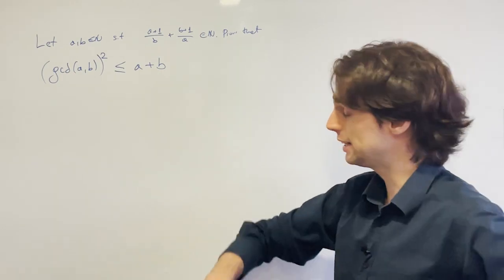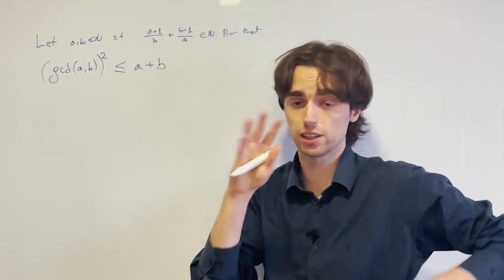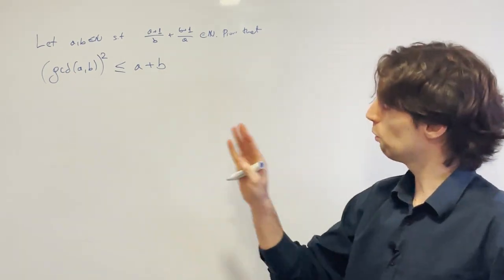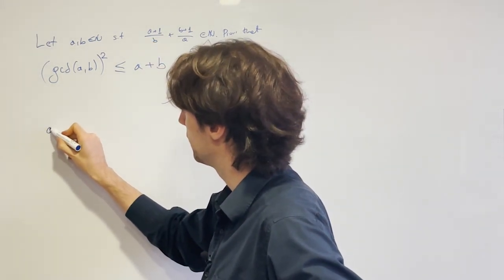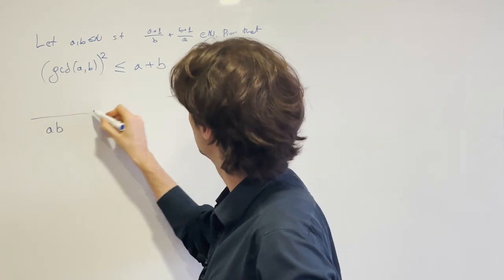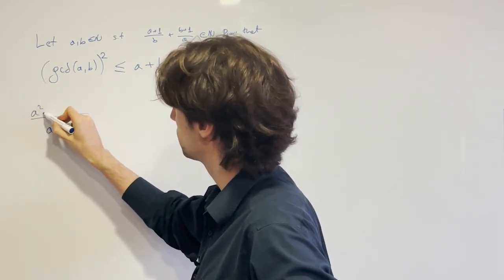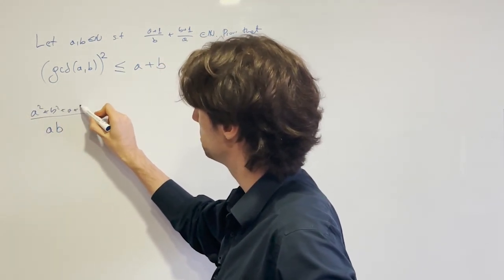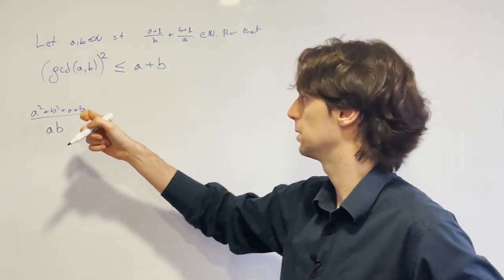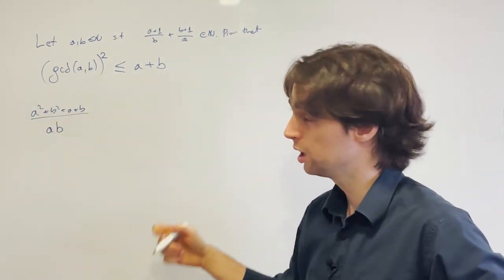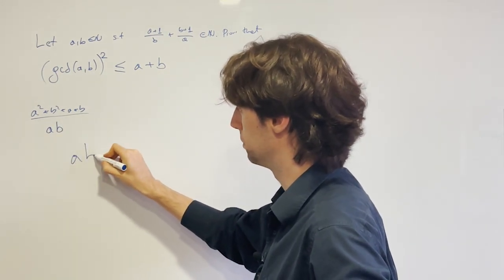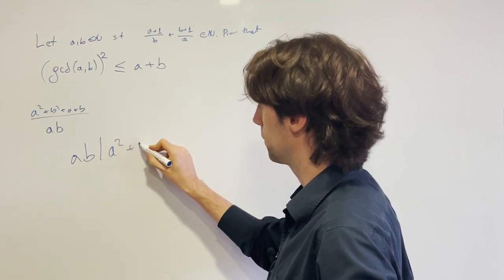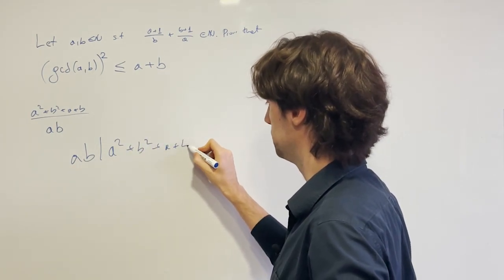So the first step in this sort of problem, there's two things to think: you can go at it forwards or backwards. Forwards, okay, what do we have? We have this as an integer. Well, this is AB over A squared plus B squared plus A plus B. So A squared plus B squared plus A plus B over AB is an integer. This just means that AB divides A squared plus B squared plus A plus B.